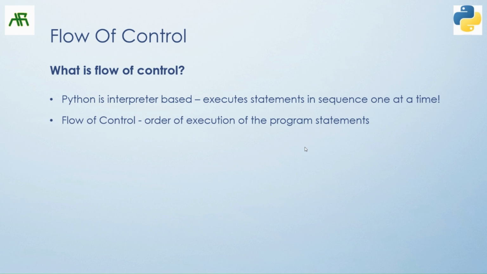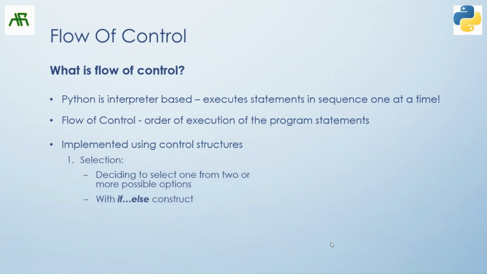So where do we start? What kind of statements do we have? How do we proceed one after the other? And then how does the control transfer to another set of statements or a block and come back to the main program? The flow of control is implemented using control structures.